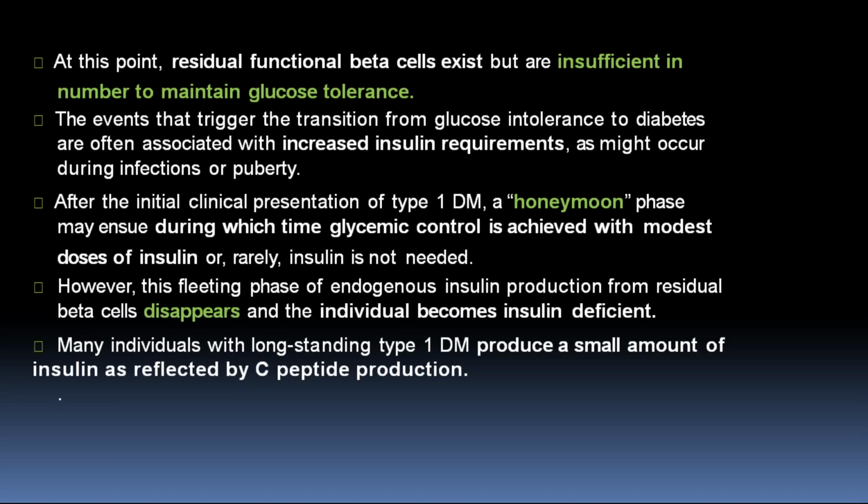Many individuals with long-standing type 1 diabetes produce a small amount of insulin, as reflected by C-peptide production. We usually check C-peptide levels in the blood to see whether the pancreas is producing insulin. If it is very low, that means the beta cells are destroyed. So we do check C-peptide values to see whether they are producing insulin or not.